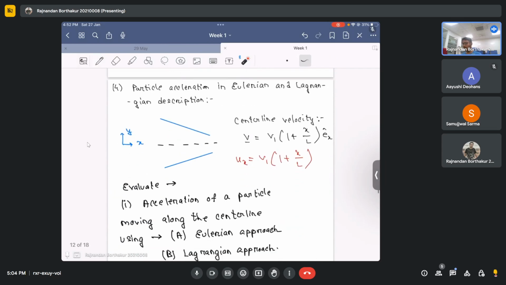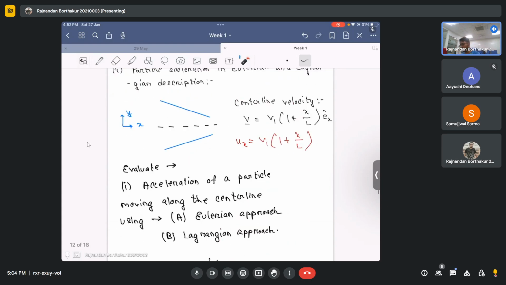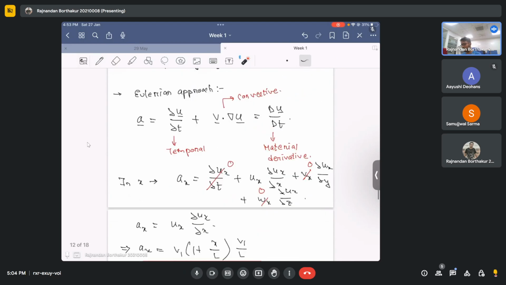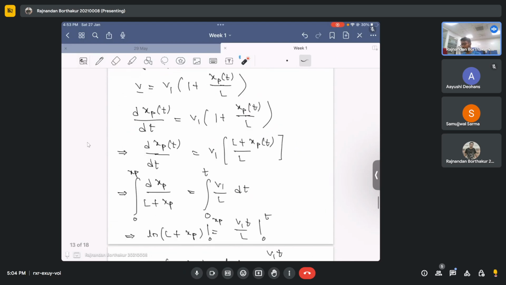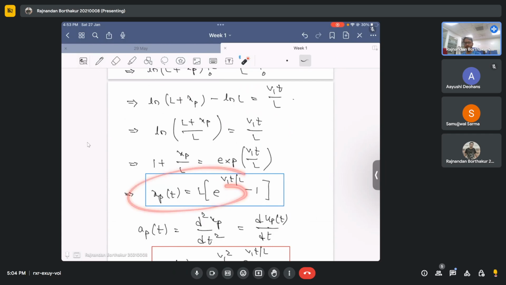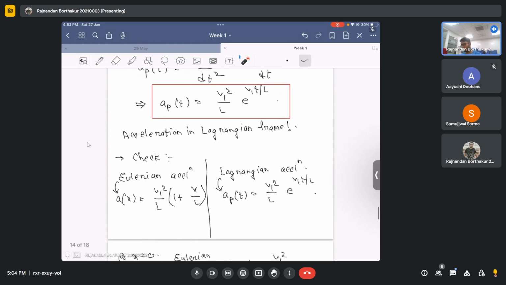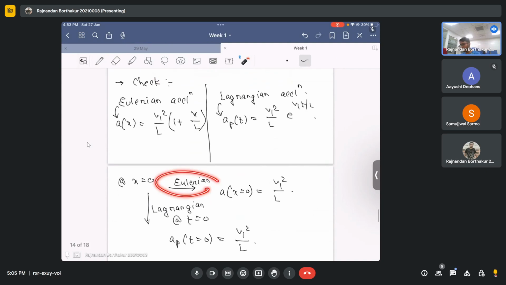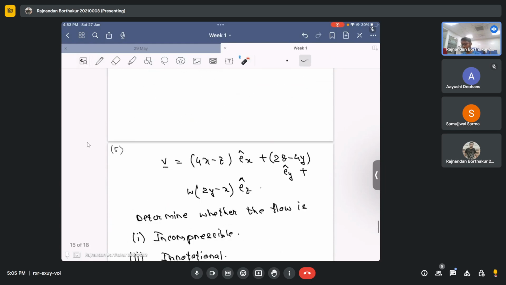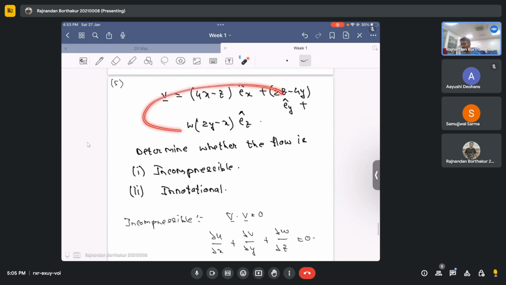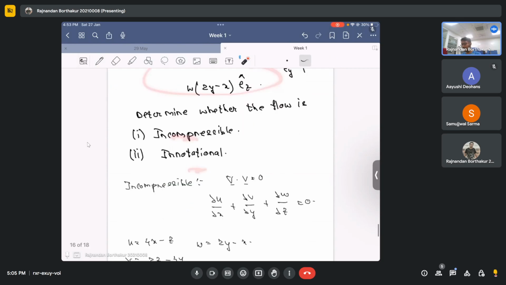And then we looked at something called the Eulerian and the Lagrangian description, where, given a centerline velocity, we first evaluated the Eulerian acceleration. Then we evaluated the Lagrangian acceleration, first by evaluating the position of the particle with respect to time, and then the double derivative of that position with time gives us the acceleration. And for a check, we saw that the Eulerian acceleration at x equals 0 and the Lagrangian acceleration at t equals 0 are equal, which has to be. And then we looked into some simple questions, like if there is a velocity field, check whether it's incompressible or irrotational.